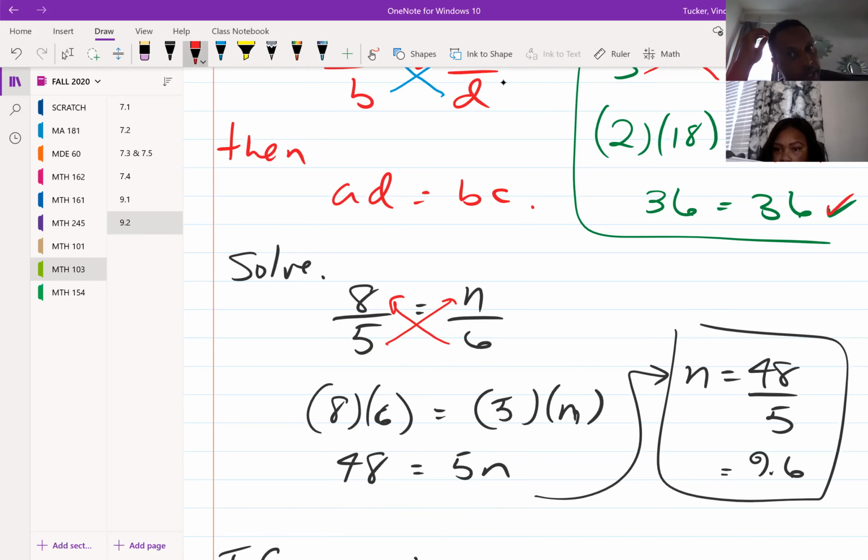So on the left side, I have 6 times 8. On the right side, I have 5 times n. Then to solve for n, divide both sides by 5. 5 cancels on the right, and on the left, 48/5. And my math lab will let you know which one they want.